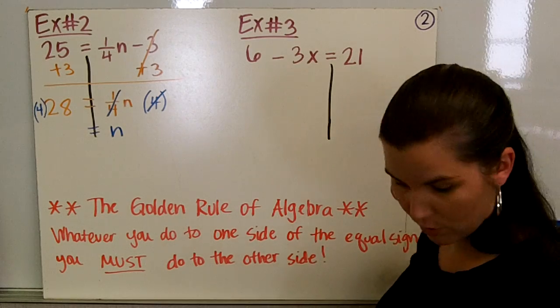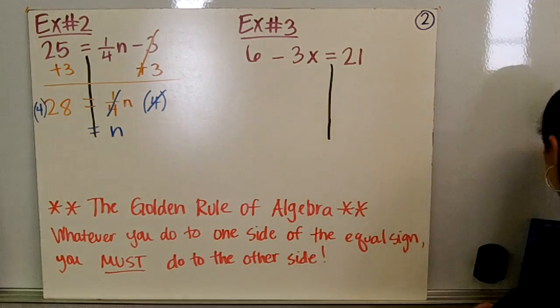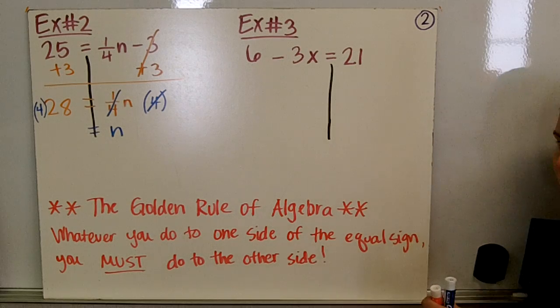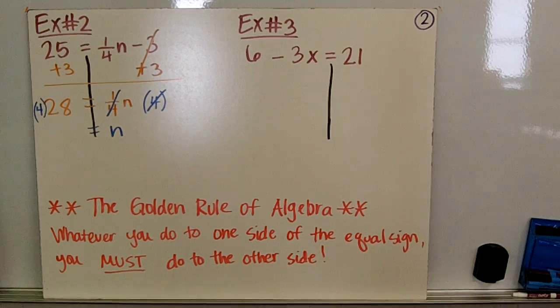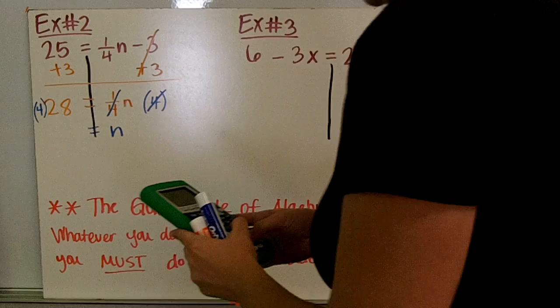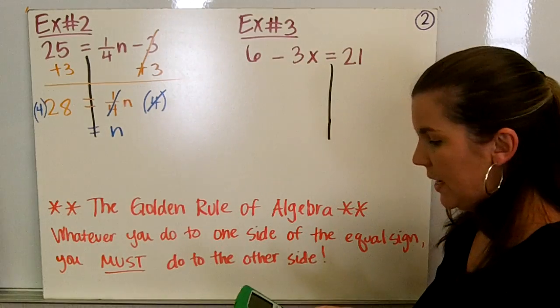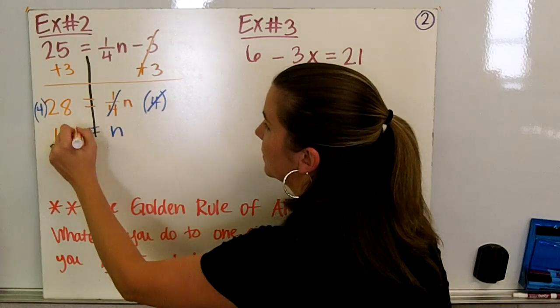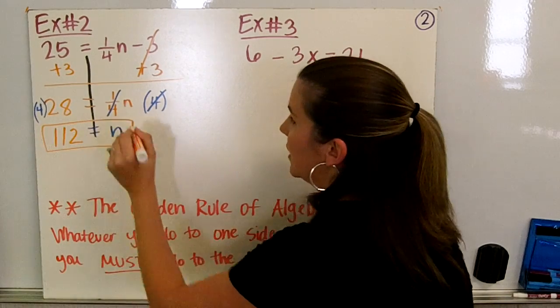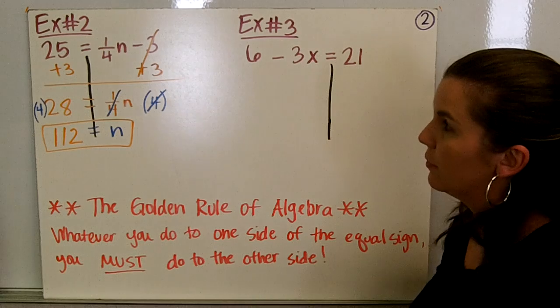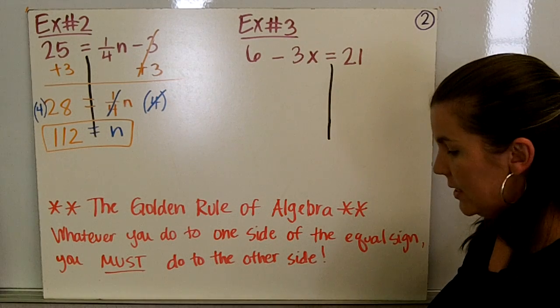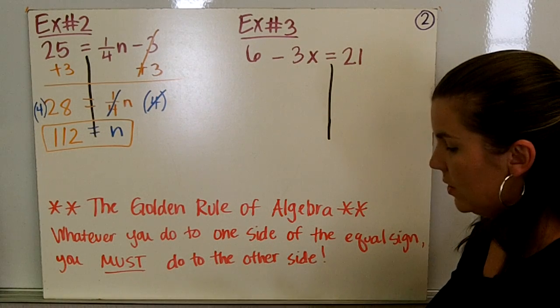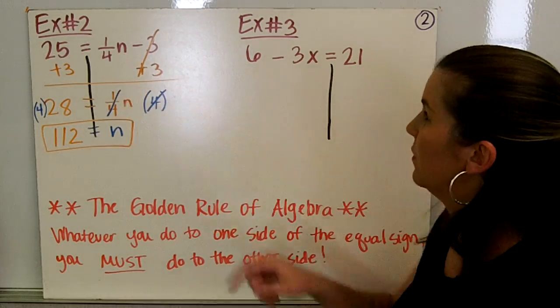28 times 4, I lost my calculator, 1 second. 28 times 4 is 112. So my final answer is 112. And you can always check this by plugging in to the original equation where n was.